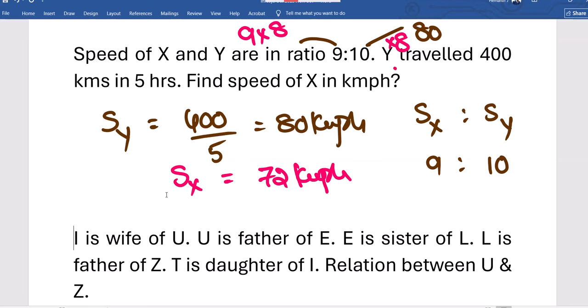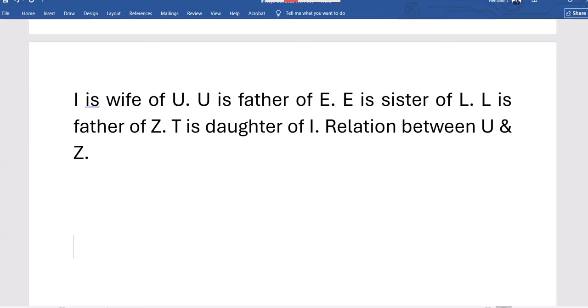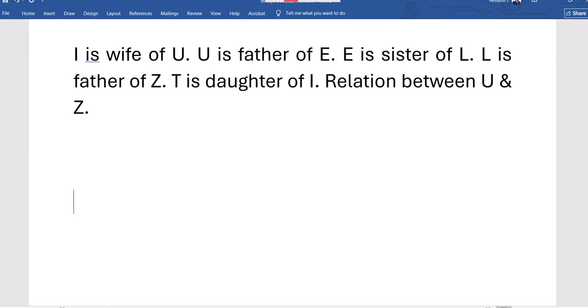Now let's see about this one, blood relation. How is you related to Z or how is Z related to you? They ask questions like that. Blood relation is very important. I is wife of U, is father of E, is sister of L, is father of Z, T is daughter of I. What is the relation between U and Z?